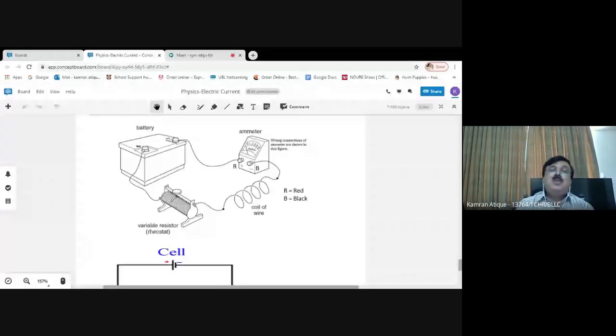But at the present moment, I'm simply trying to say that if two or more cells are used, we are going to name that source of electrical energy a battery. I repeat, one single cell will be called a cell as a source of electrical energy. But if two, three or four cells are being used, then we name that source of electrical energy a battery.